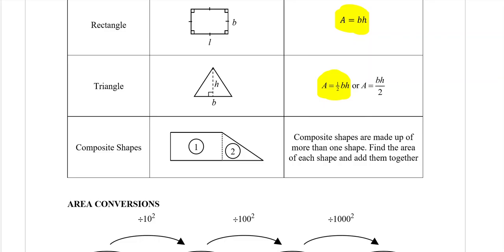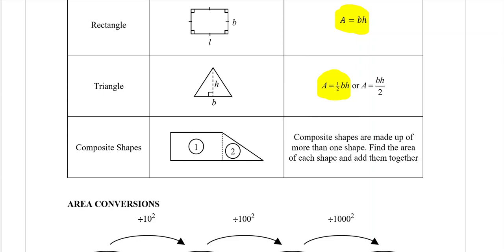Composite shapes means combining two shapes together. If they are next to each other, like the one that's shown here, you would find the area of those two shapes and you would add them together. If you had one shape being cut out of another shape, you would subtract the big shape minus the smaller shape.